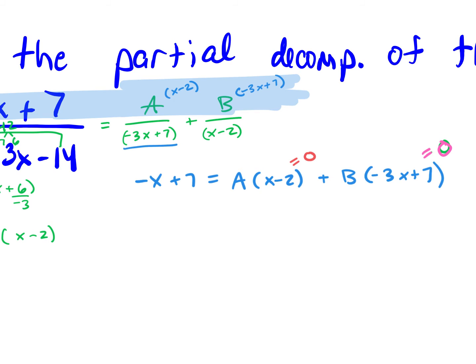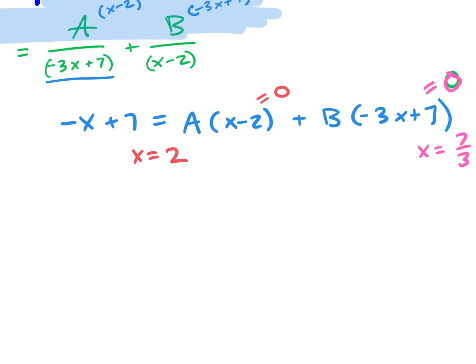So what would make x minus 2 equal to 0? What value of x? So x is going to be equal to 2. That's going to be one number we plug in. What would make negative 3x plus 7 equal to 0? 7 over 3. So that's going to be another value we plug in for x. So I'm plugging in 2 first into all of my x's. So negative 2 plus 7 is equal to a times 2 minus 2 plus b times negative 3 times 2 plus 7.